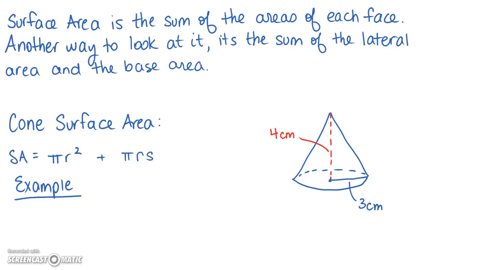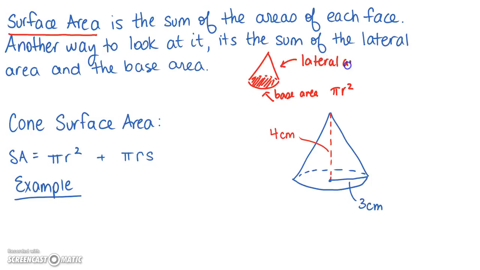Now that we've talked about what terminology you need to know for your cones and for your pyramids, we're going to look at what surface area is. Basically it's the sum of the areas of each face. Another way to look at it is the sum of the lateral area and the base area. Now if you look at a cone, like below, this is your base area, which is the area of a circle. So we know the area of a circle is pi r squared. And up above, the part that wraps around, that is referred to as your lateral area.